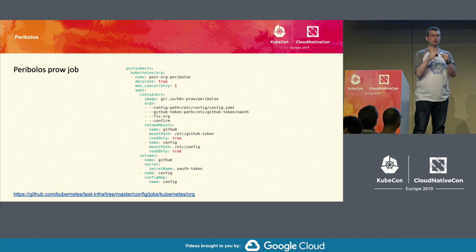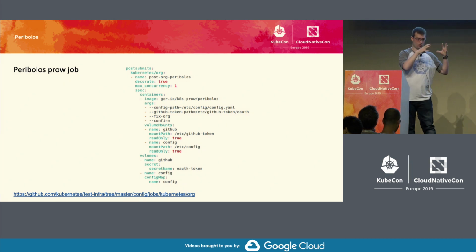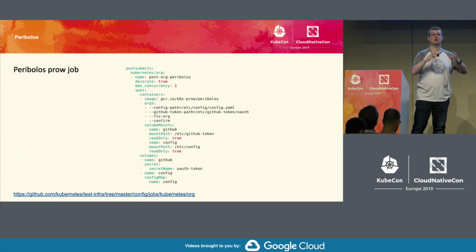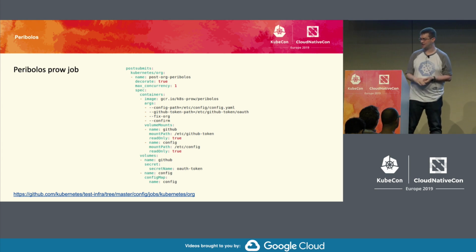So this is the glue. You've now got an authoritative config in a GitHub repo, and when something new merges, you want to take action right away and change that in your state of the world.